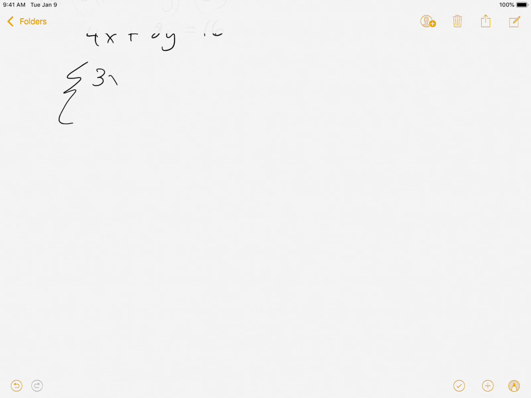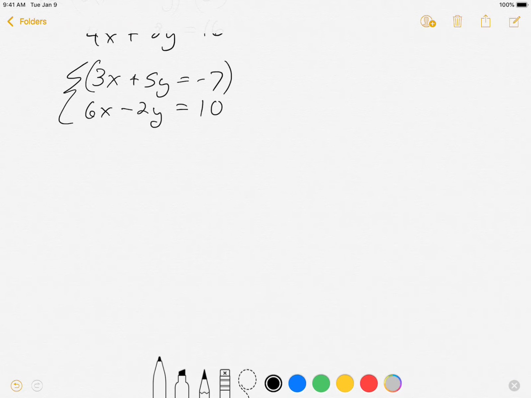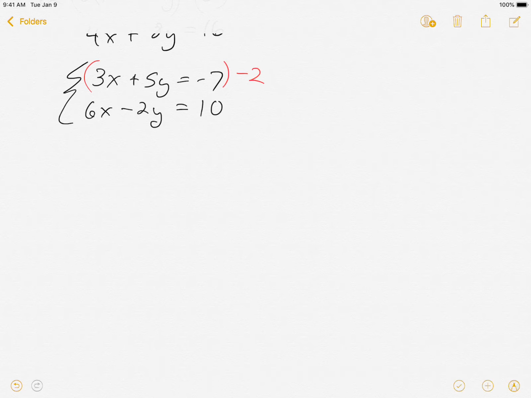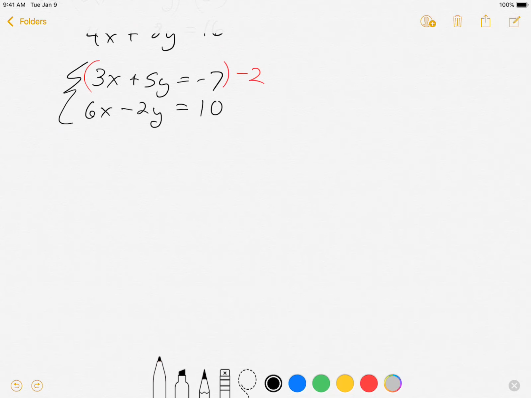Let's say I have 3x plus 5y equals negative 7, and 6x minus 2y equals 10. I don't have any opposites like the last one, but you can see that in the first column, the x's, if I multiply, let me go ahead and do this in red so we can keep up with what we're doing here. If I multiply by negative 2, that's going to make that first equation have a negative 6.